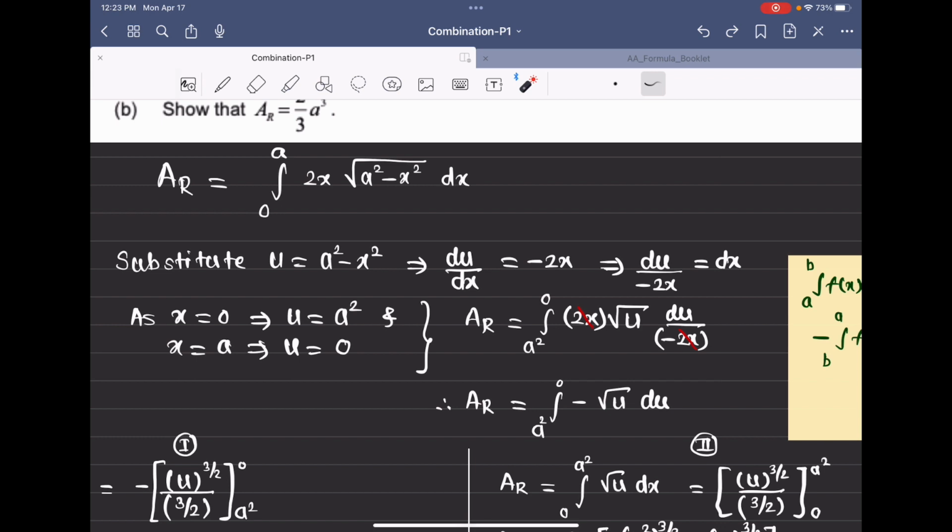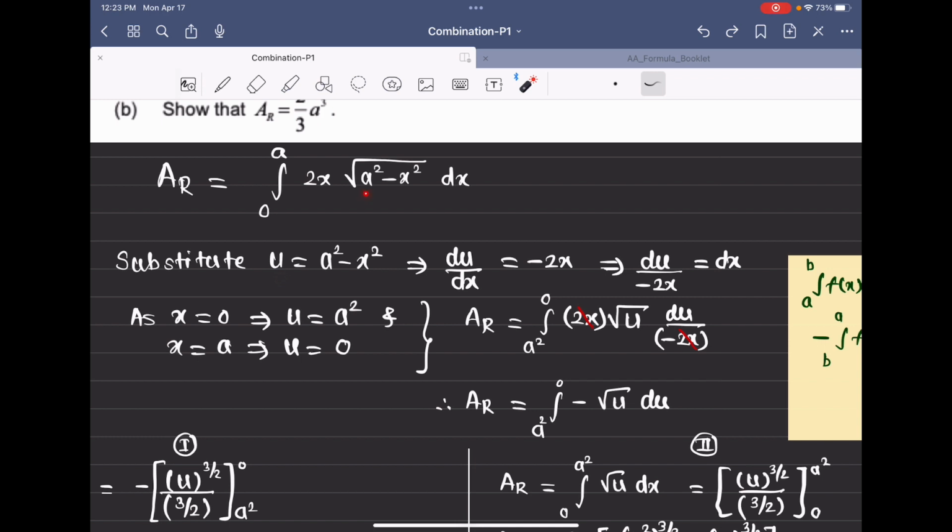When you do the substitution, you have to convert all old variables into new variables. So what I'm doing, I know that 2x is the derivative of this: a square minus x square, its derivative is 2x. So I'm substituting a square minus x square. Don't put root, just take the term, don't take the power. And I cannot put only x square, since x square is associated with a square. So I'm substituting full a square minus x square as my u.